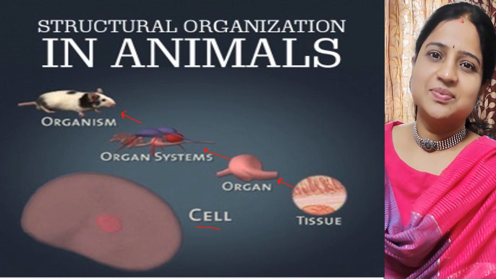So here let us discuss how these different types of cells are present, how they aggregate into tissue, and how they help in the formation of organs and the production of the entire organism.